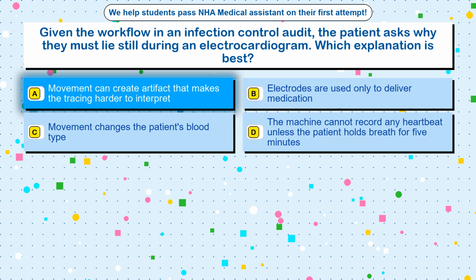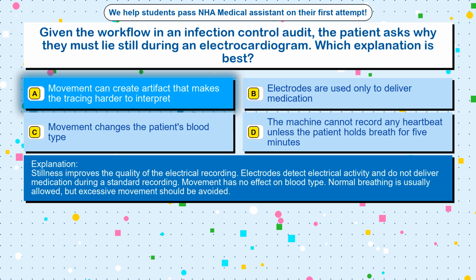Movement can create artifact that makes the tracing harder to interpret. Stillness improves the quality of the electrical recording. Electrodes detect electrical activity and do not deliver medication during a standard recording. Movement has no effect on blood type. Normal breathing is usually allowed, but excessive movement should be avoided.